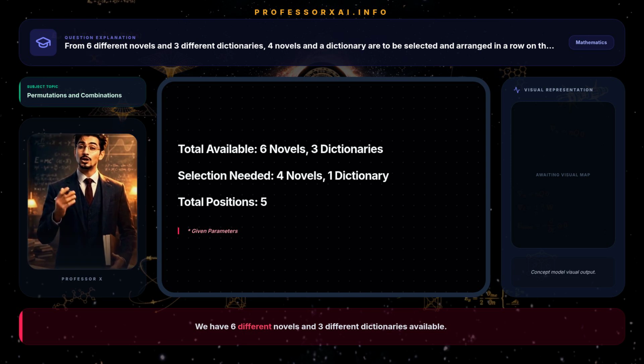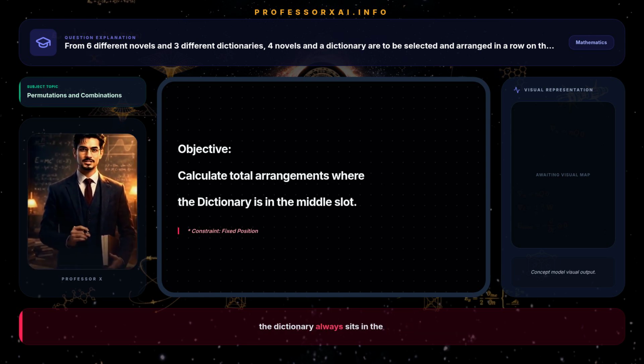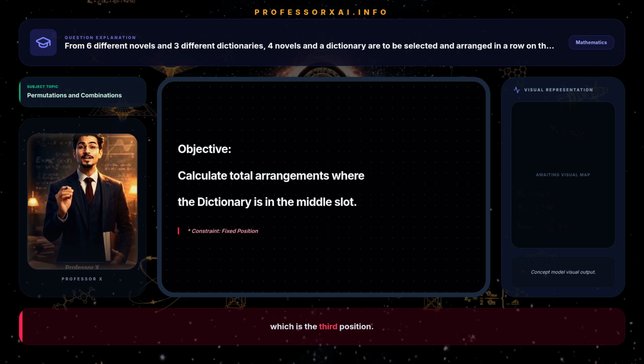We have 6 different novels and 3 different dictionaries available. From these, we must choose exactly 4 novels and 1 dictionary to fill 5 slots on a shelf. Our goal is to find the number of ways to arrange these 5 books such that the dictionary always sits in the middle, which is the third position. Think of it as a fixed seat.